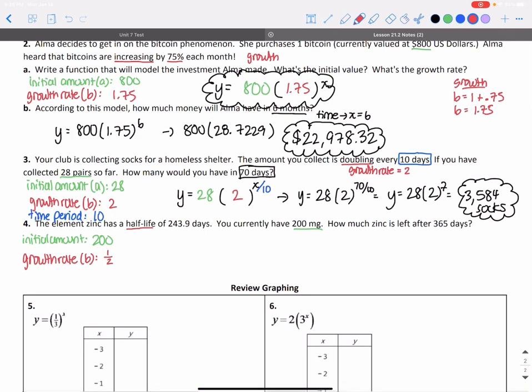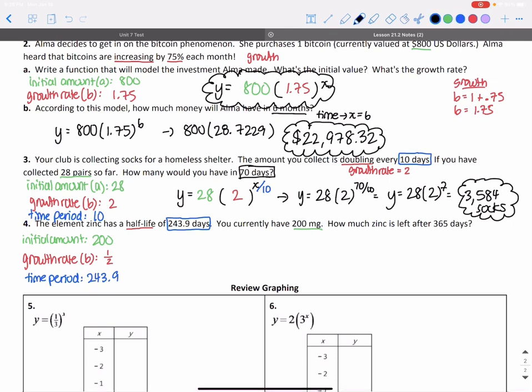Whatever I had initially, I'm going to multiply by 1/2 every 243.9 days. Here, for example, this is not 1 unit again. This is every 243.9 days. So I also need to talk about the time period. So the time period here is 243.9.